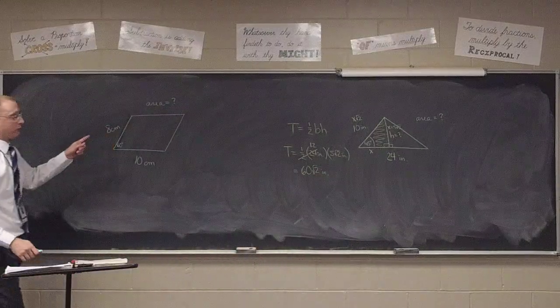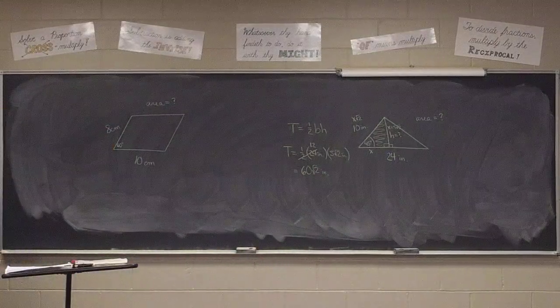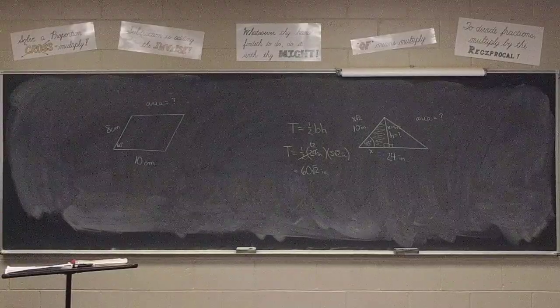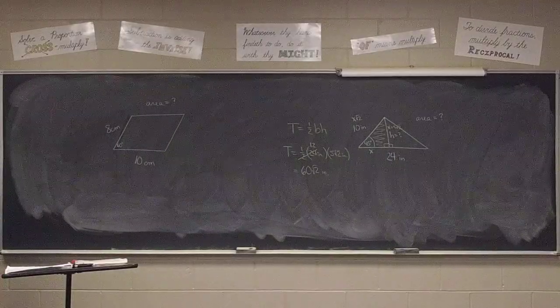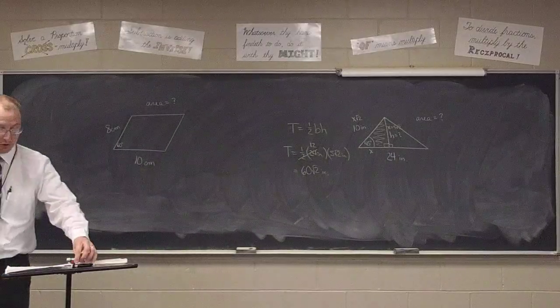This is extra credit for you this evening. Copy it down. We've got a parallelogram with adjacent sides of 8 centimeters and 10 centimeters. We have a 60-degree included angle. Find the area of the parallelogram.